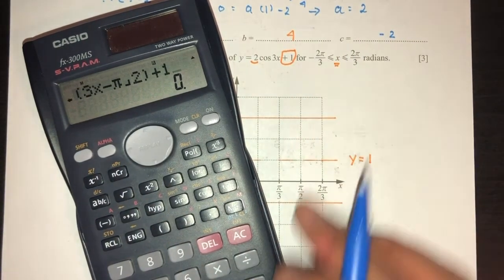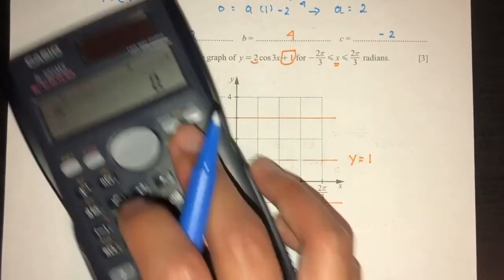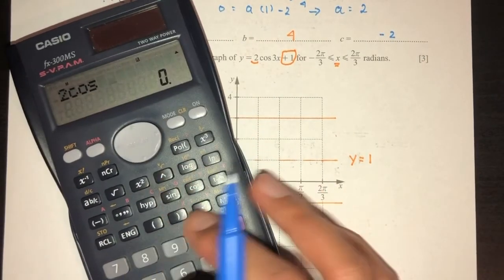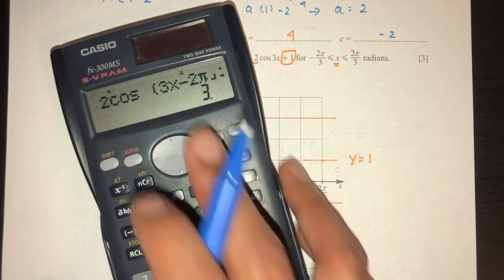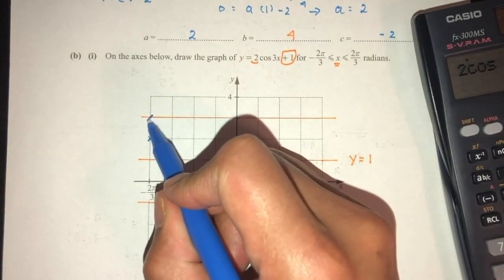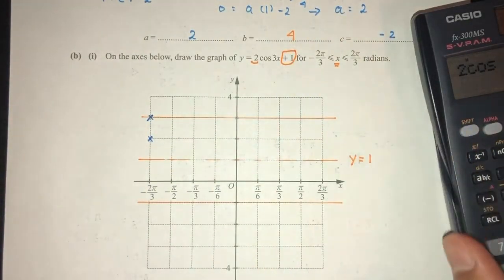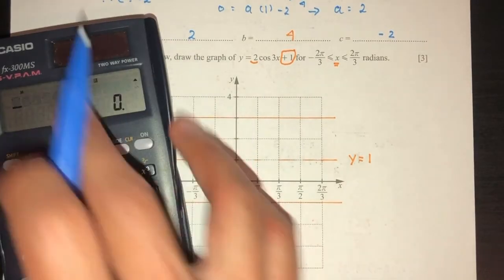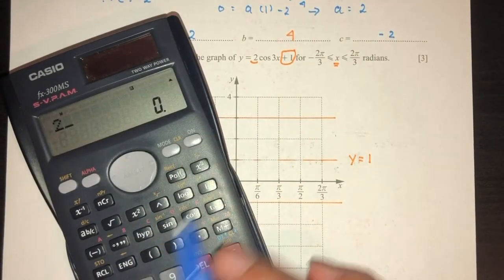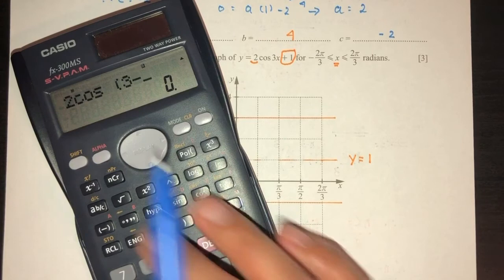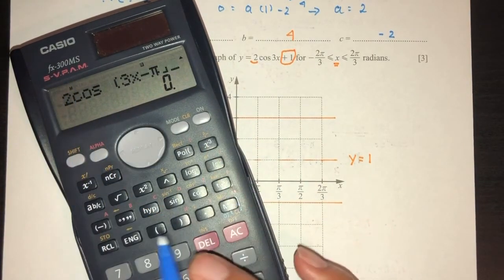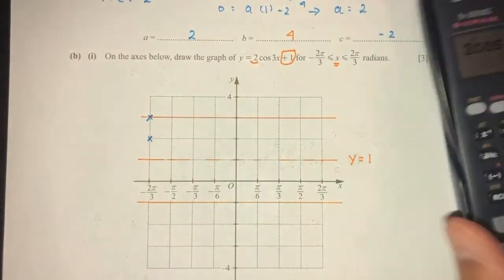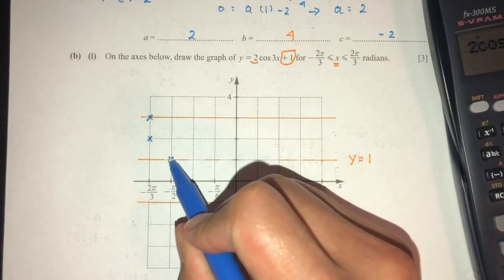So I missed plus 1. That is not good. Let's try again. So 2 cos 3 times minus 2 pi over 3 plus 1. That should be 3. So the first point is 3, not this one, because I missed the plus 1 part. Now the next one will be minus pi by 2. 2 cos 3 times minus pi by 2 plus 1. That will be 1. So this will be 1.